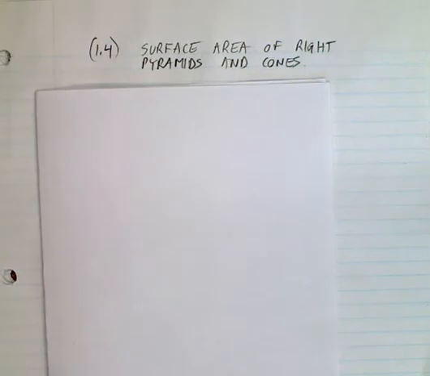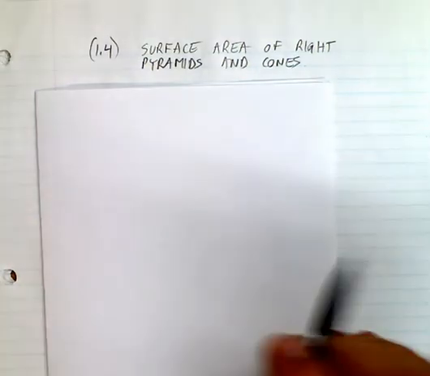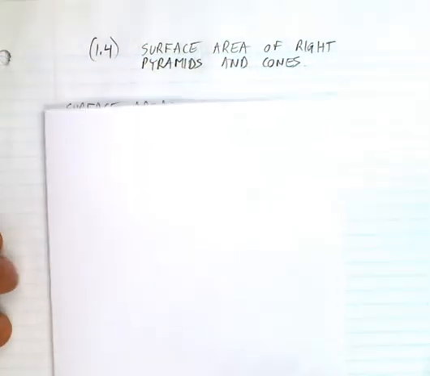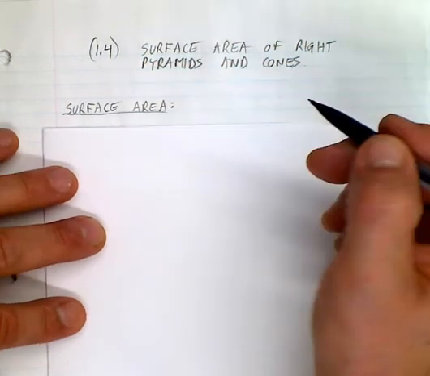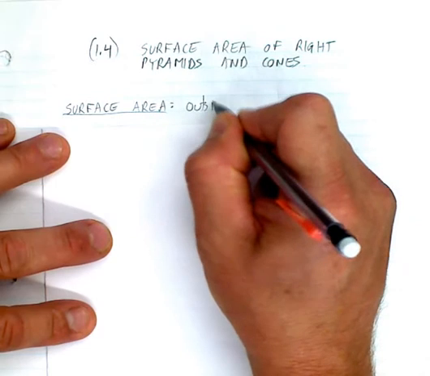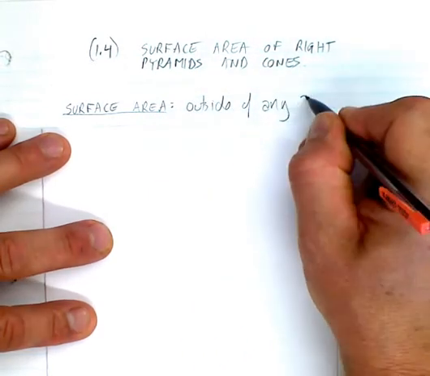All right, here we go with 1.4. We're going to start dealing with surface areas of things that we call right pyramids and right cones. Now before we get into this, we have to look at a bit of a background thing here. So we're looking at basically what is surface area, right? Surface area is basically the outside area of any 3D object.